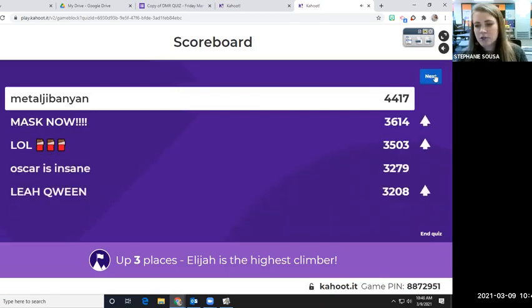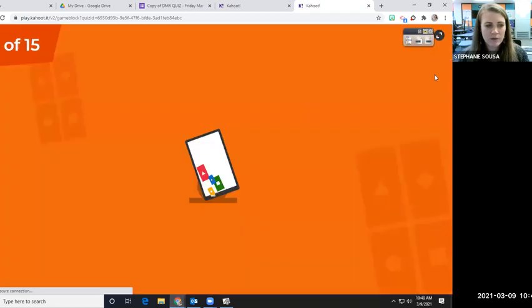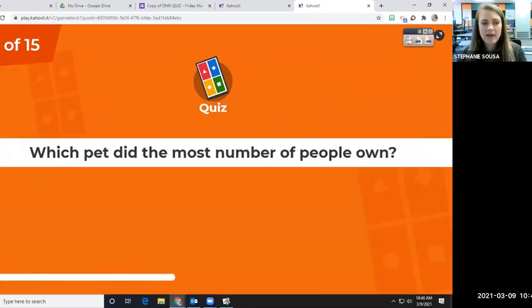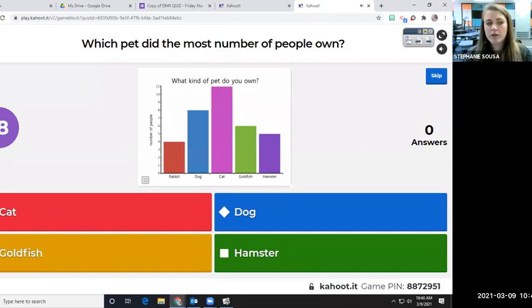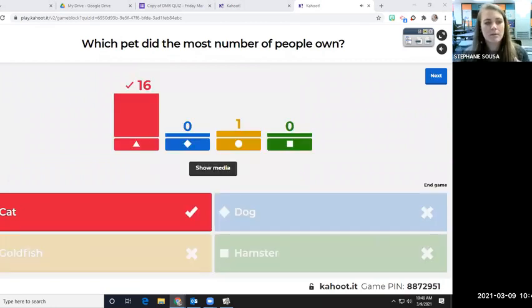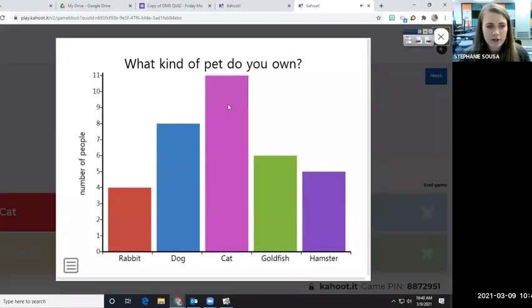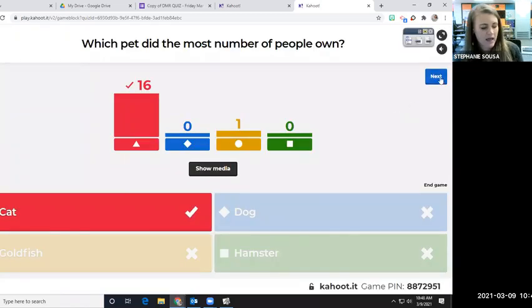Ho! Every time they're switching around, switching around, switching around. Here we go. Quiz. Which pet did the most number of people own? Has the most number of people. Very good, very good, very good. Cat is very clearly the tallest. Cat, boom, all the way up there. That's visually appealing as the correct answer.